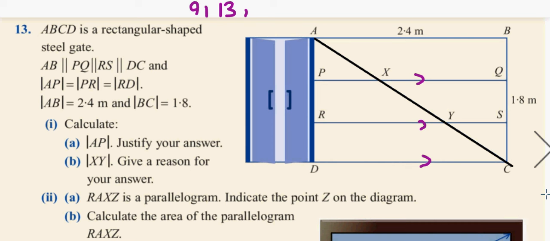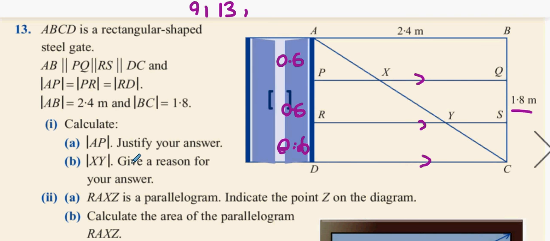Is that okay? Now, are they equally spaced? Yes. So A to P is the same as P to R is the same as R to D. Find A to P, no bother. Divide 1.8 by 3. 0.6, 0.6 and 0.6, okay?